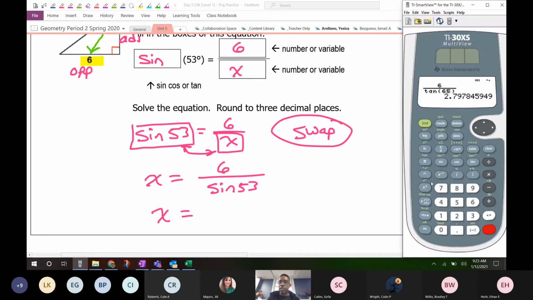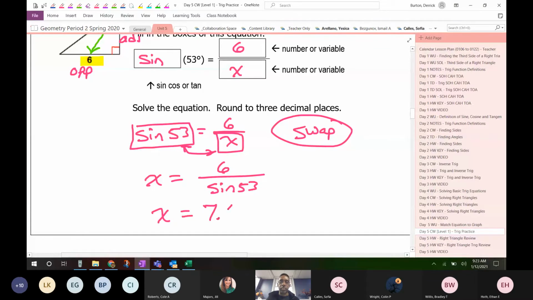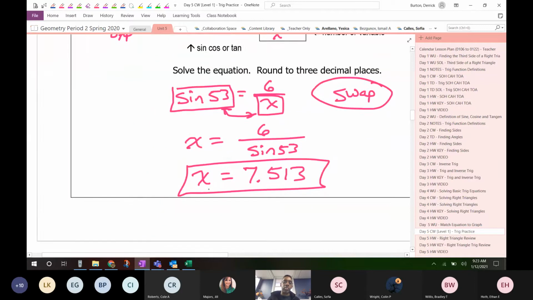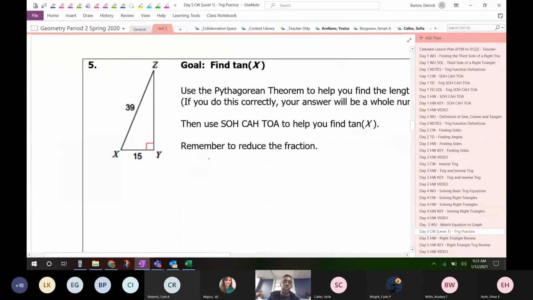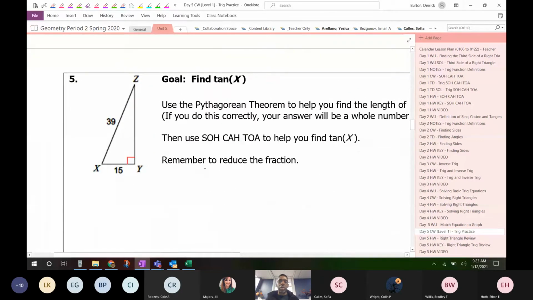And then it is calculator time. 7.513. Got to round up. Okay, boom. All right.